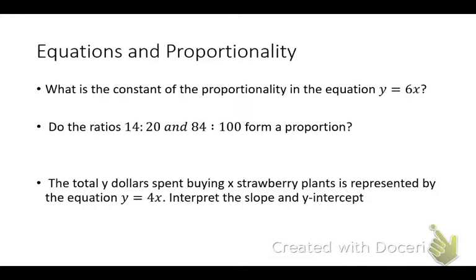Okay, so now we have a slope and y-intercept question actually. It says the total y dollars spent buying x strawberry plants is represented by the equation y equals 4x. Interpret the slope and the y-intercept. I want you guys just to work with a buddy sitting next to you and try to figure out what would be my slope interpretation and my y-intercept. We're just going to take about a minute or two to discuss this. And then we'll go over it.